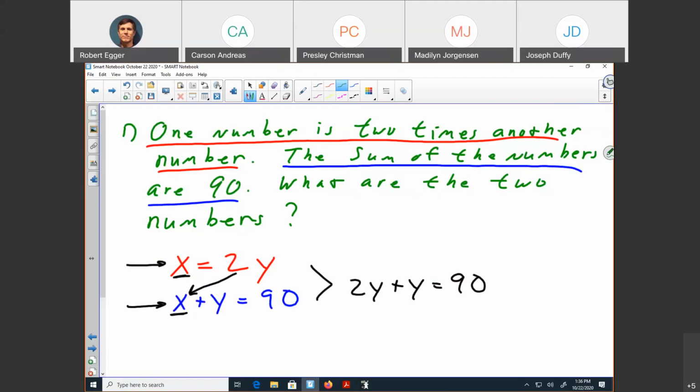Remember, x plus y equals 90. And since x equals 2y, that means 2y plus y has to also equal 90. That's called substitution. What I effectively did was turn an equation with two unknowns into an equation with one unknown. And with one unknown, I can solve it. I'll just add these two guys up, and then divide both sides by 3. I find one of my values is 30.